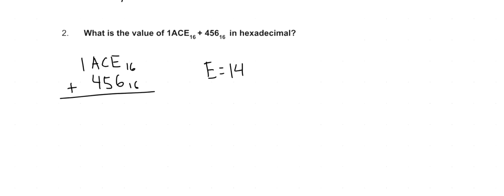Now we have the problem. What is the value of 1 A C E 16 plus 4 5 6 16 in hexadecimal? Well, E is equal to 14. Yeah, E is 14. And 14 plus 6 is 20. And that's 16 plus 4.